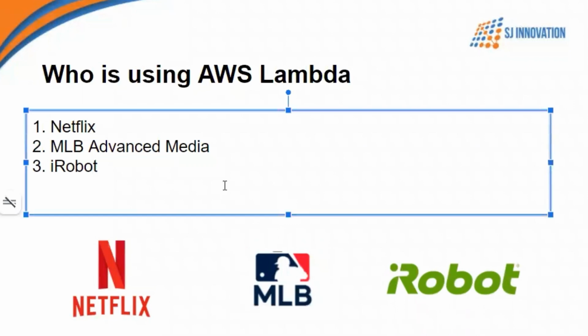The third client would be iRobot. I think they make vacuum bots that vacuum your houses. They are building an internet architecture where they compile all the details from these vacuum cleaners, and they are building an AI to improve the system. So they are also using this.